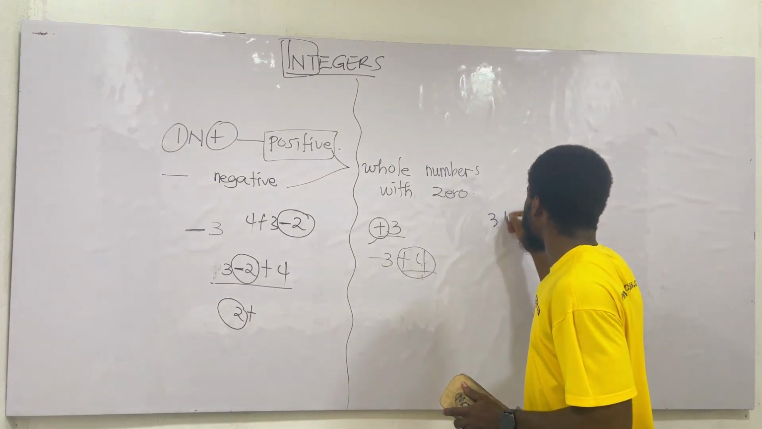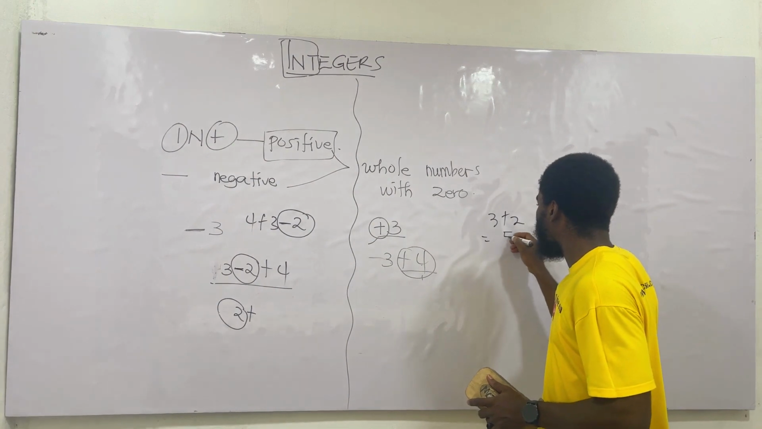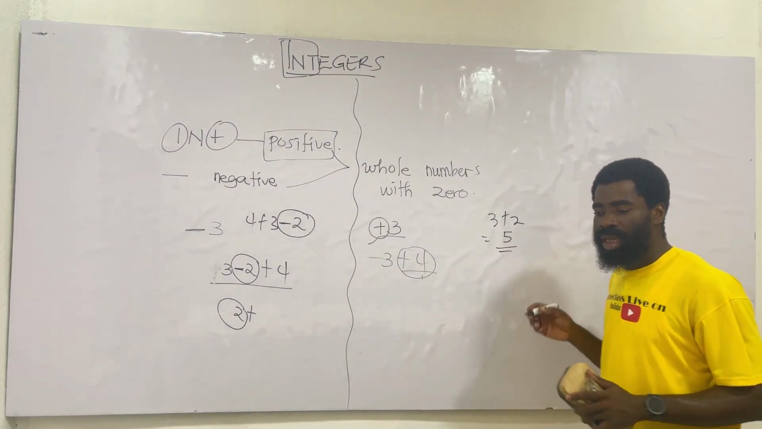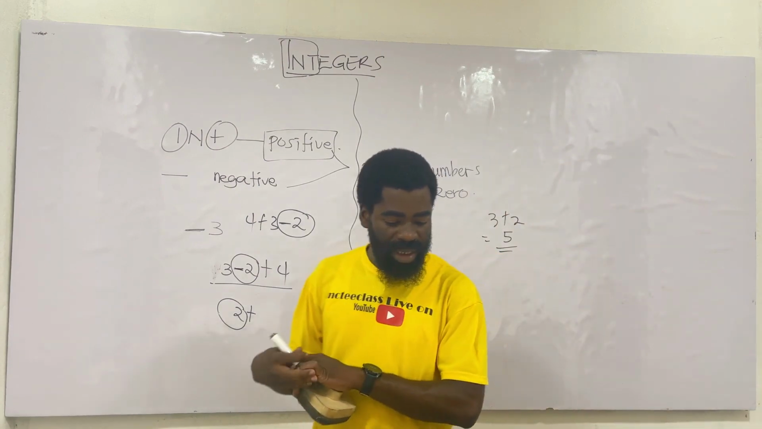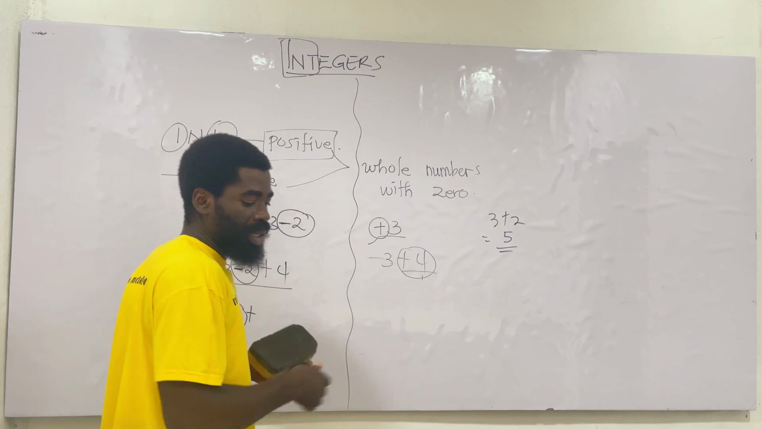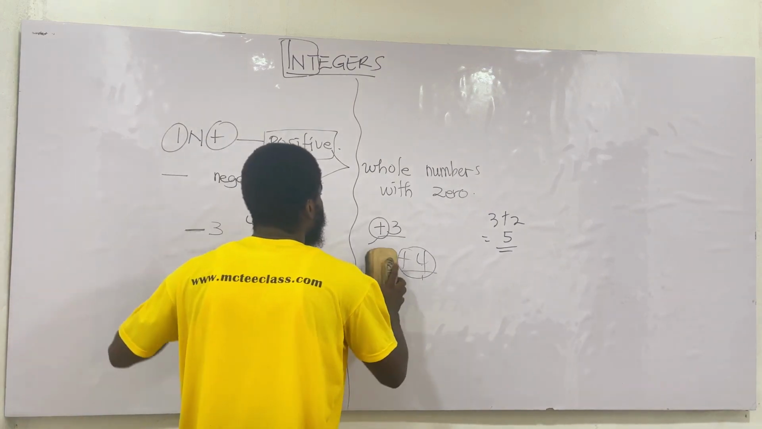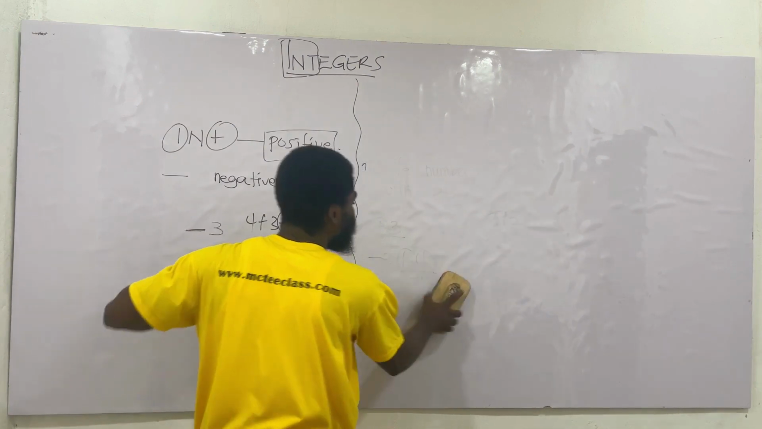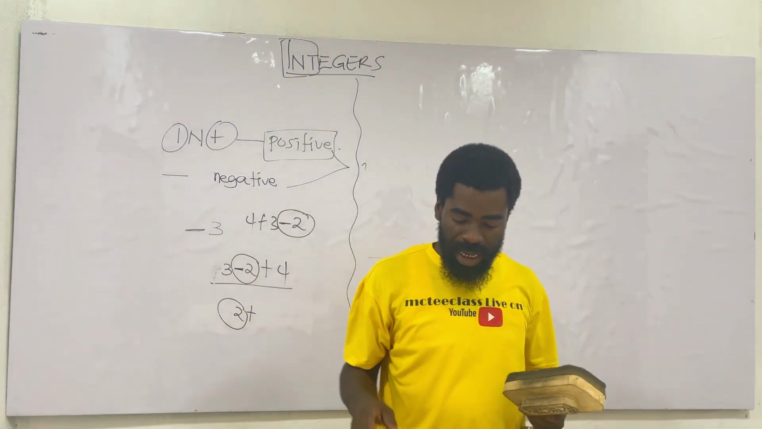That's why if you have 3 plus 2, you know this will give you 5, because this number is positive and it's beginning, so there's no plus sign. Okay, understand what I'm saying here? I hope you understand this. Very, very important. Good. Very important.